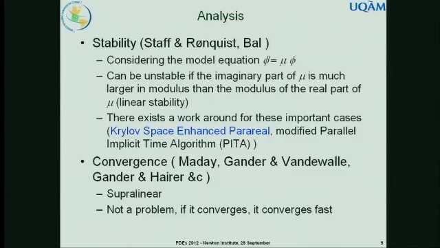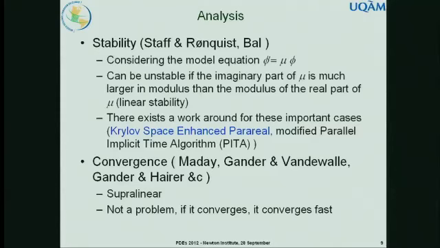So an analysis of stability was done a few years ago. We just consider this schematic equation. And what was found was that it could be unstable if mu was purely imaginary. It's very unfortunate because for a meteorological problem, this is what interests us most. So it can be unstable. I'll give you an example later on. But there exists a workaround. You could put a linear algebra problem on top of the solver, and at least for linear problems, that can solve it.